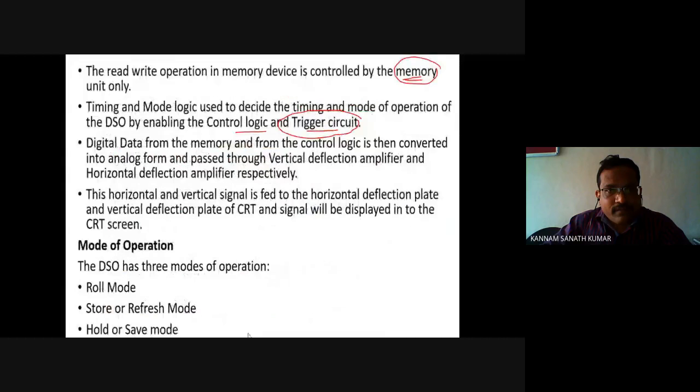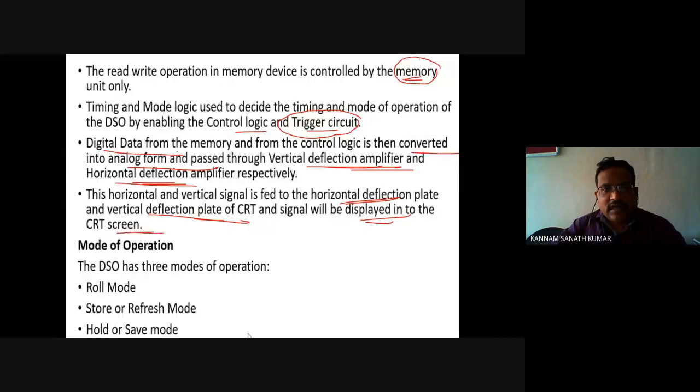See here, same thing. The digital data is again converted to analog form by using DAC converters, and again it is given to the horizontal deflection plate as well as the vertical deflection plate. So horizontal and vertical signals are fed to the horizontal and vertical deflection plates. Whatever the analog signal is there will be displayed on the CRT screen.